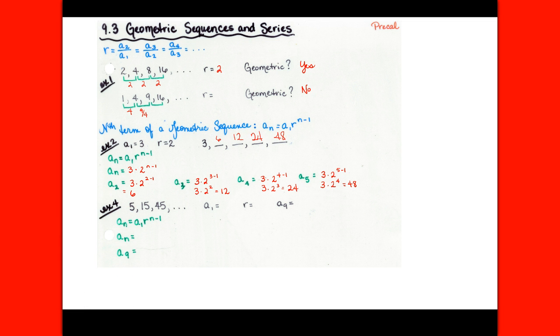All right, what'd you get for your third term? 12. What'd you get for your fourth term? What'd you get for your fifth term? 48. Perfect. So we could plug into the formula to get those.